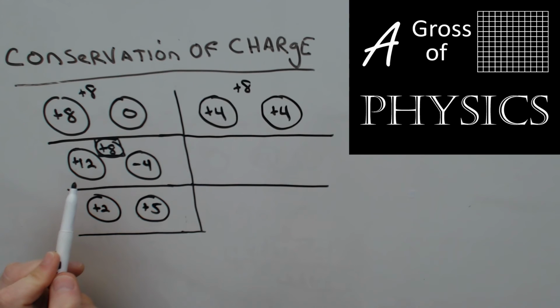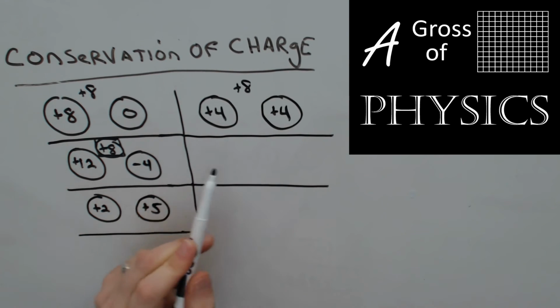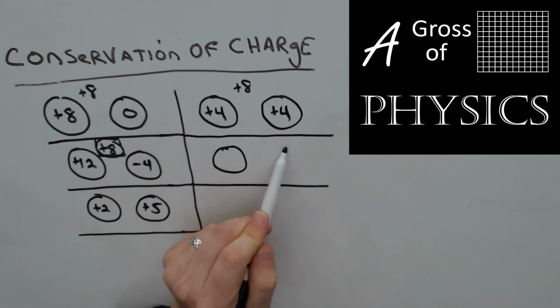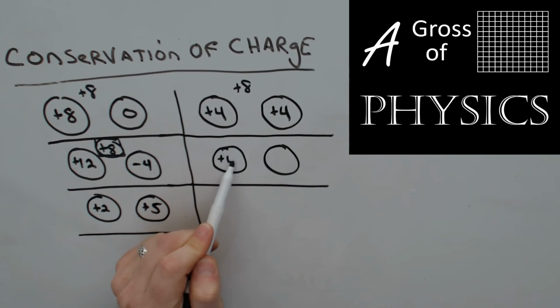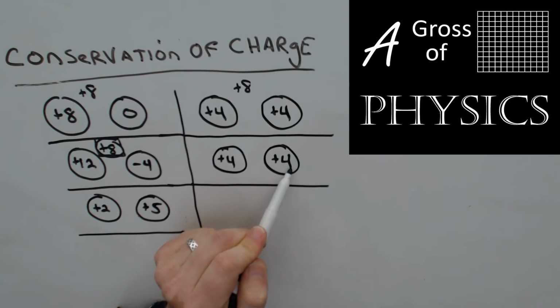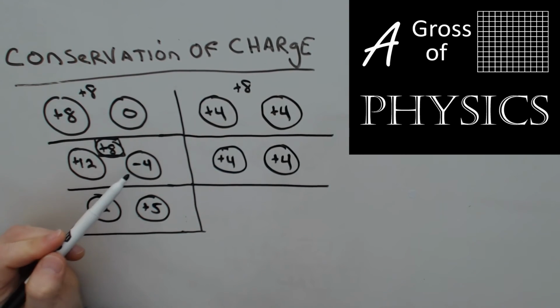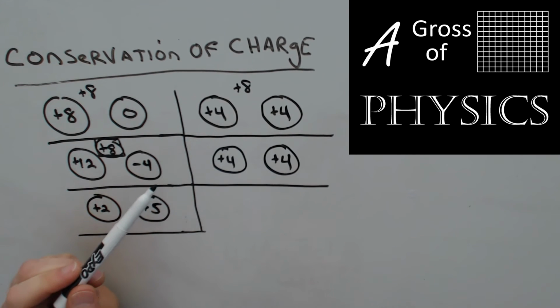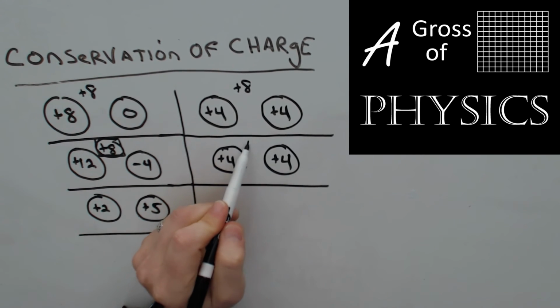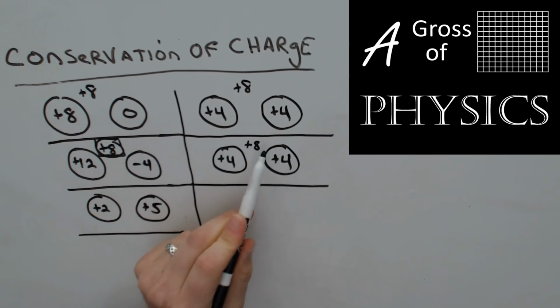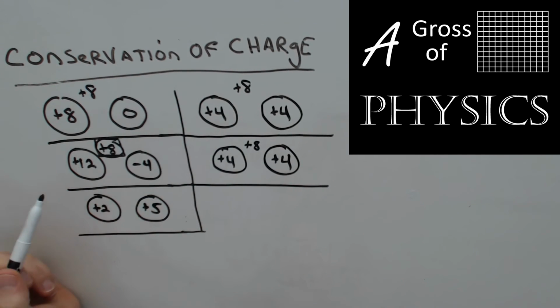So we have a plus 8. Well, we already saw how plus 8 distributes between 2. We end up with plus 4 and plus 4. So even though we started with different charges, we still end up with the same charge on each sphere at the end, and that still is a plus 8. That's a good way to check your answers. Make sure the totals are the same.